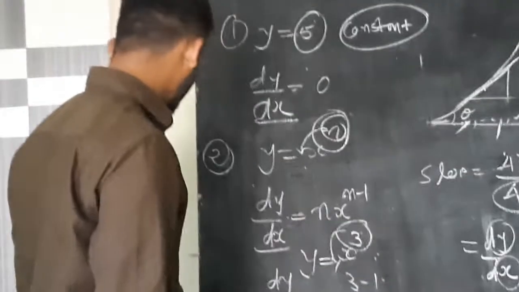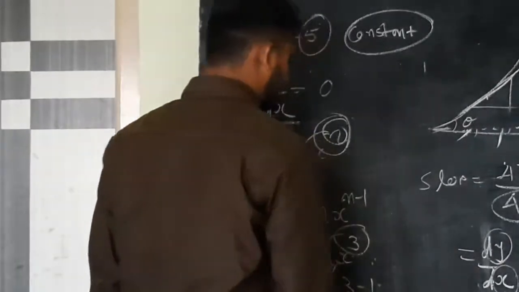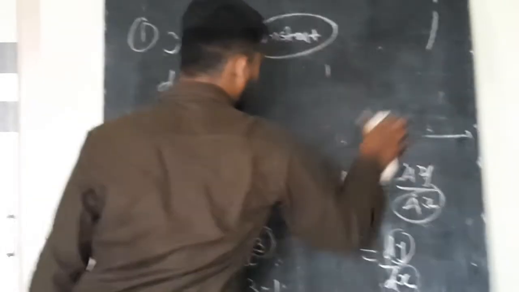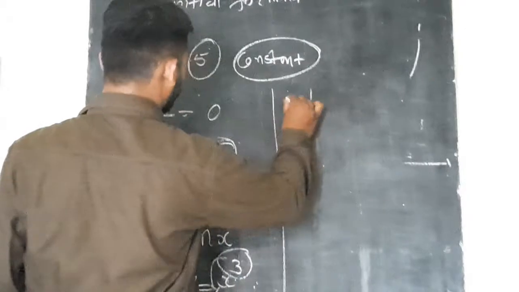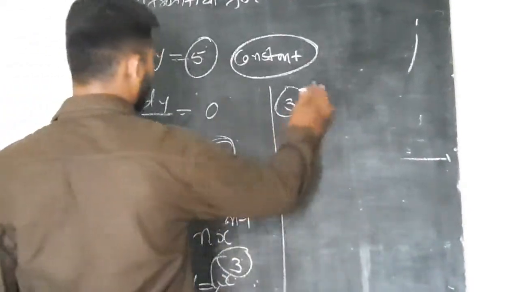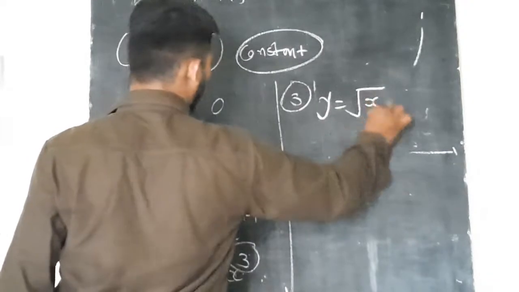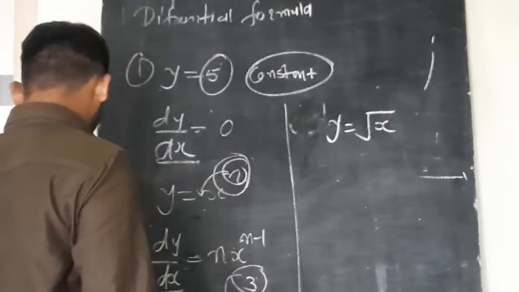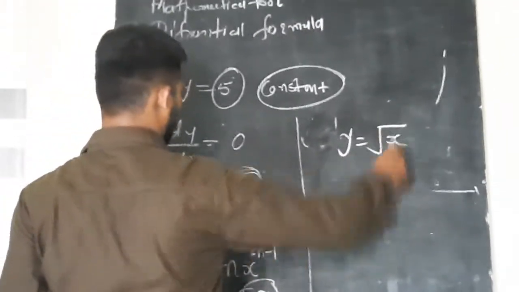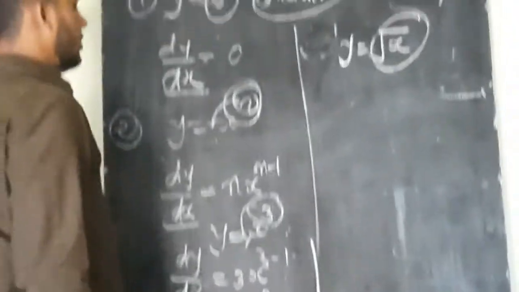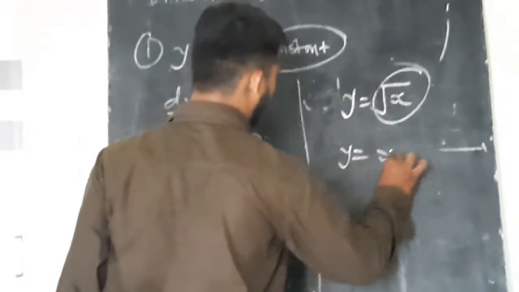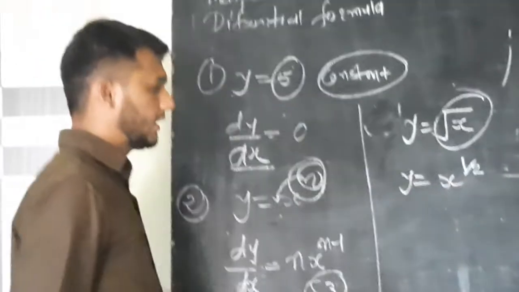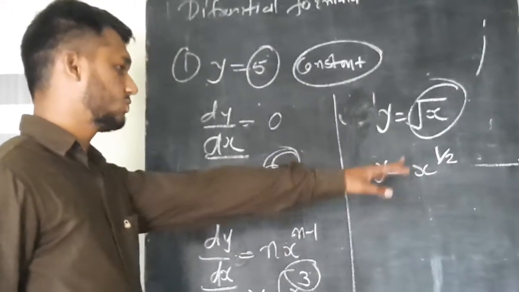Now we have another example. See here, we are taking another example. What is that? y is equal to under root x. Okay, so it is not a formula, but we are just taking it as an example. So y is equal to under root x. So see here, what will we do? We can write y is equal to x raised to 1 by 2.